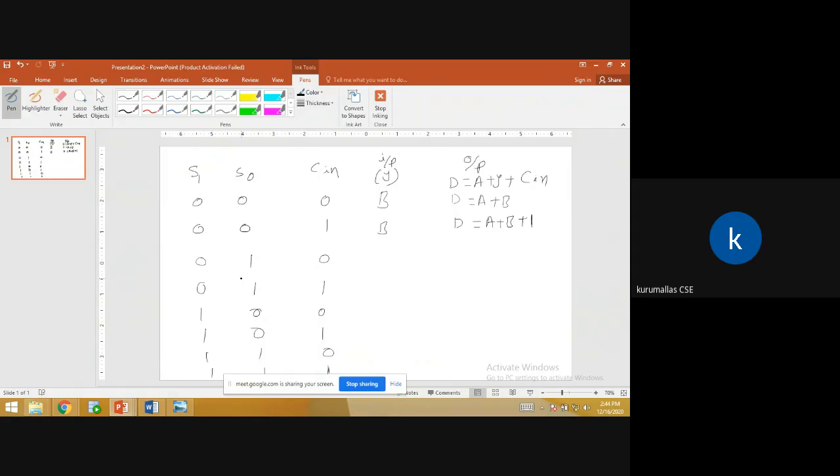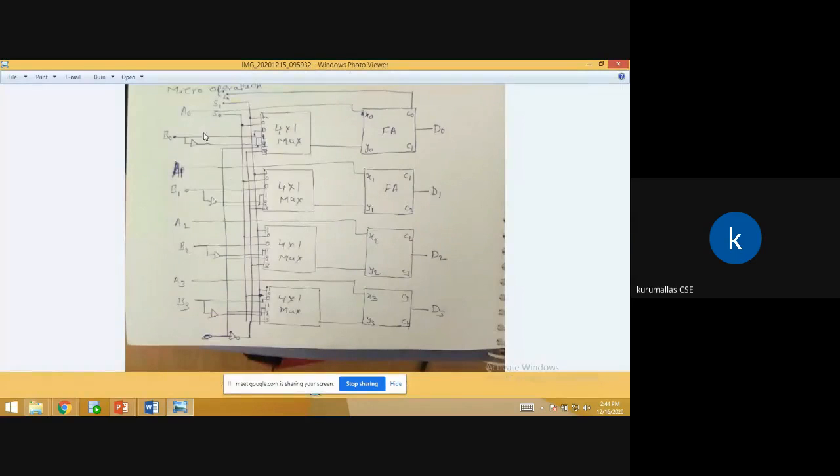So what is happening inside this? If you give selection lines 0 1, selection lines means S0 and S1. Remember S0 and S1. If you give 0 1, C in is 0. 0 1 means we have to select input 1, see here. These two are 0 1. Carry is 0 here, so carry input is 0.